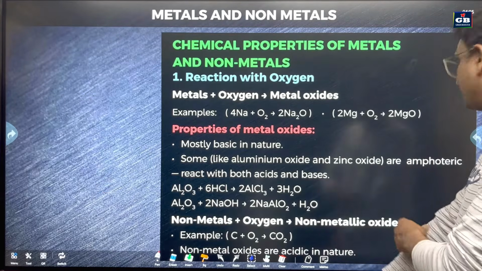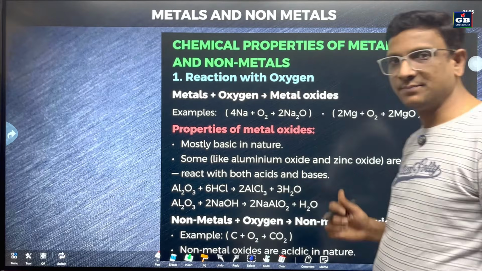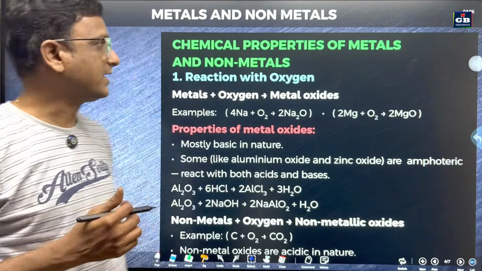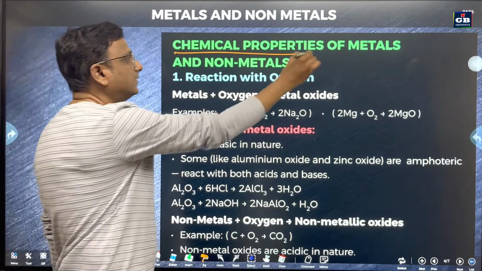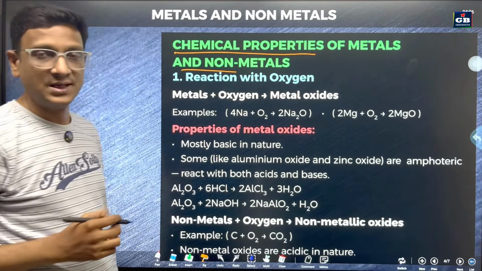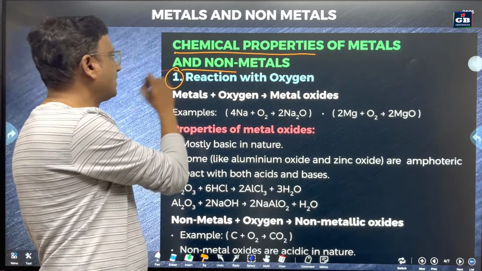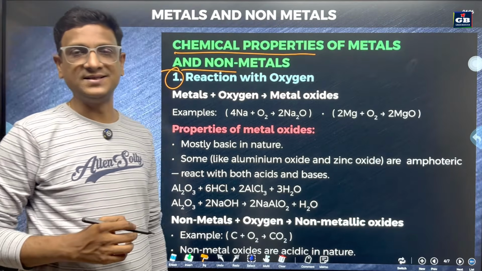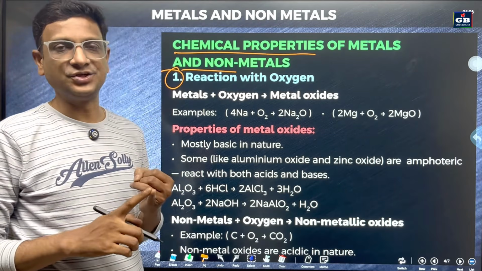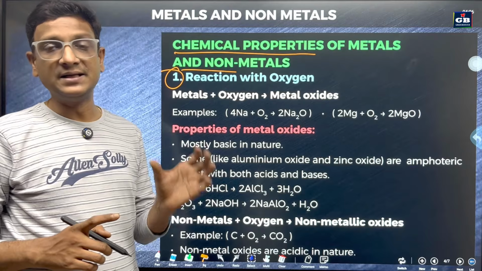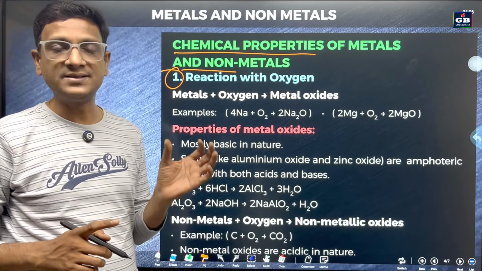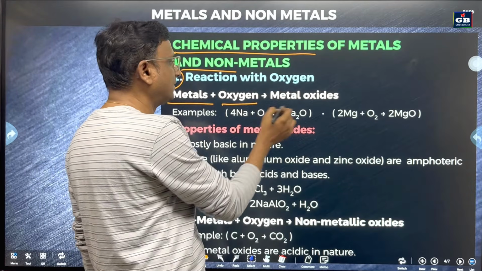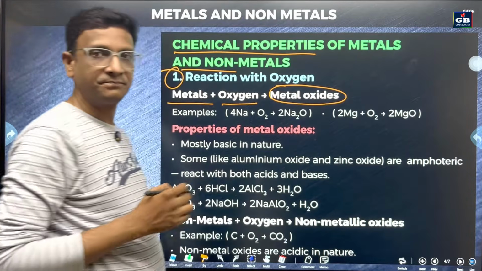Next. Now the chemical properties. We finished the physical properties of metals and non-metals. Now we have entered into the chemical properties of metals and non-metals. The first chemical property that we are going to discuss is reaction with oxygen. So when a metal reacts with oxygen, what happens? It forms a metal oxide. Metal plus oxygen forms metal oxide.